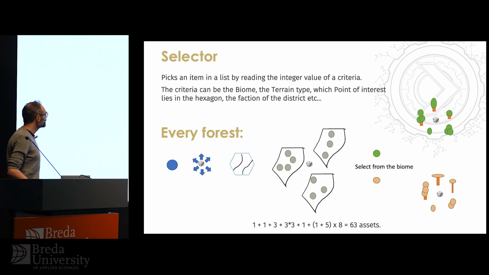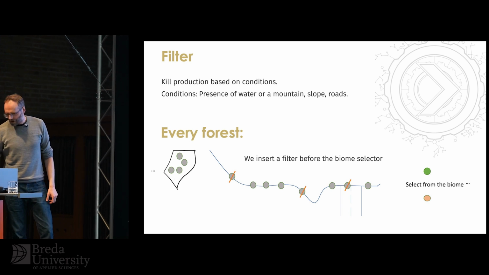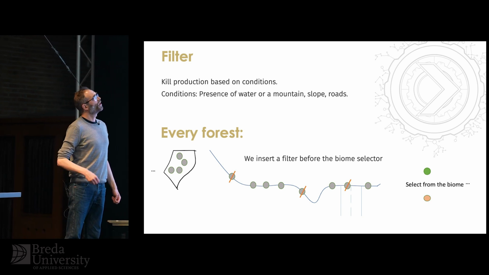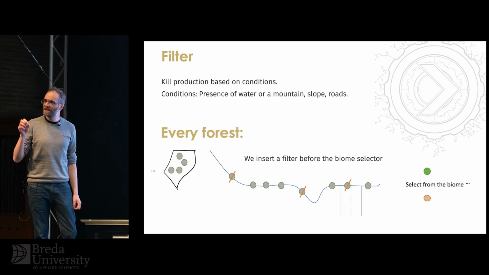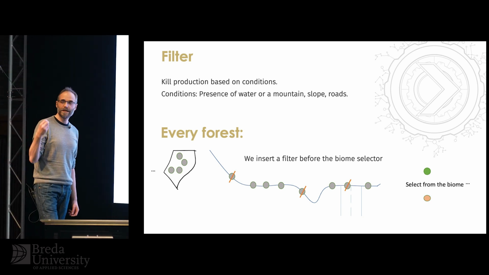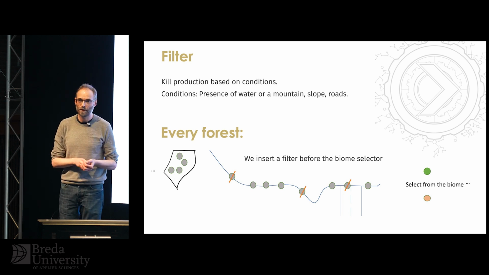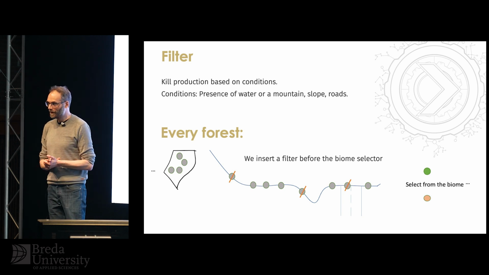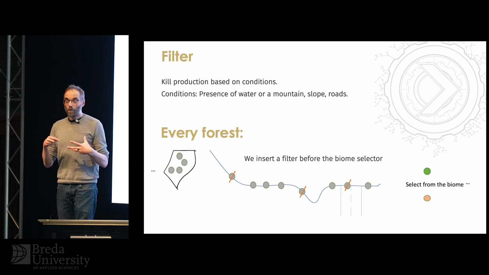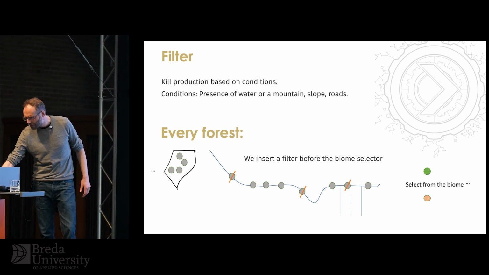And then now the final one, the filter. So based on condition, you can kill objects. So if a tree is spawned on a river, obviously it has to disappear. If it's on a mountain or things like that. And also from roads. So I make a draw.